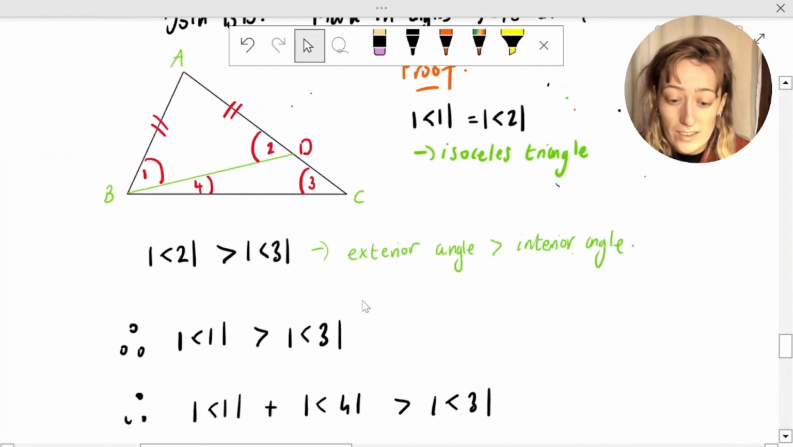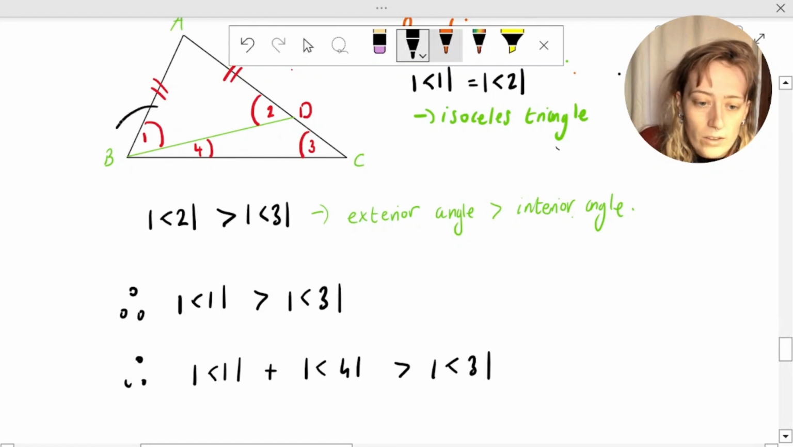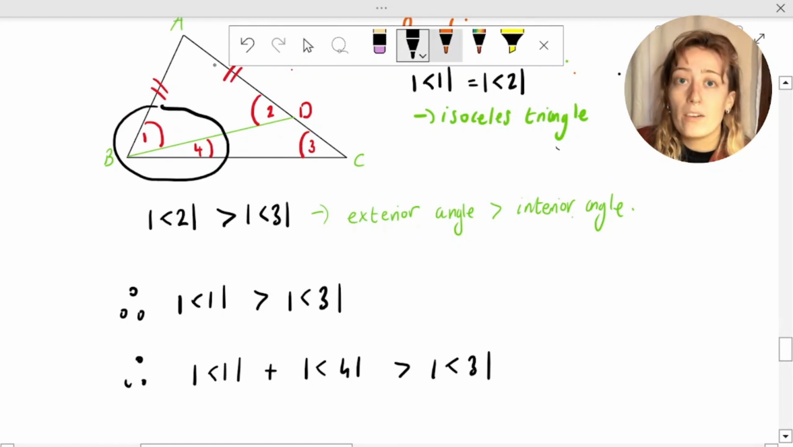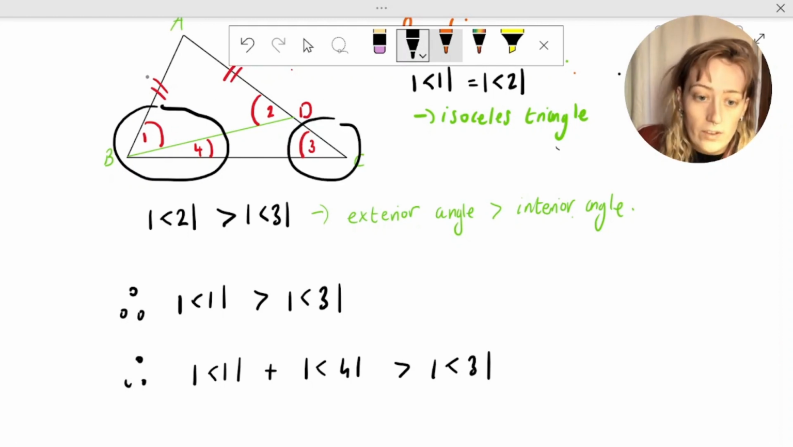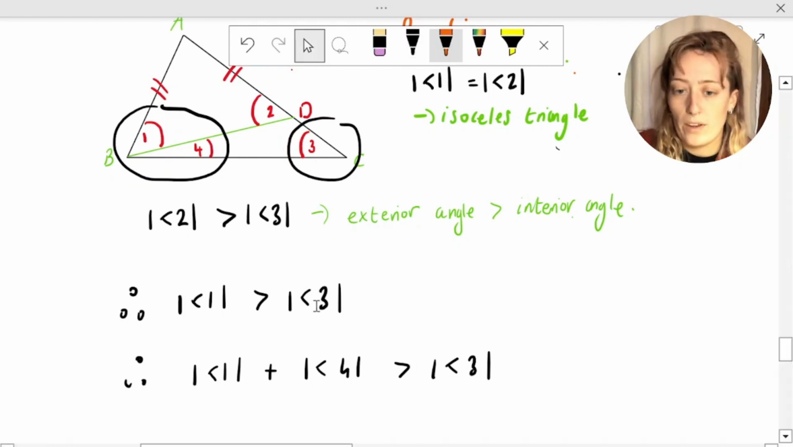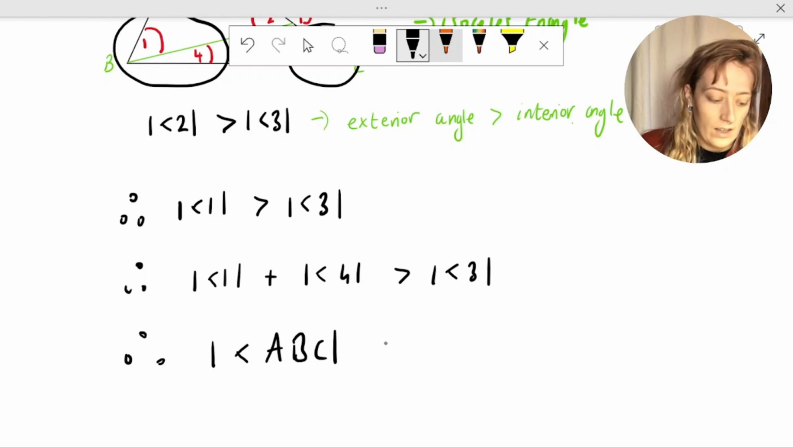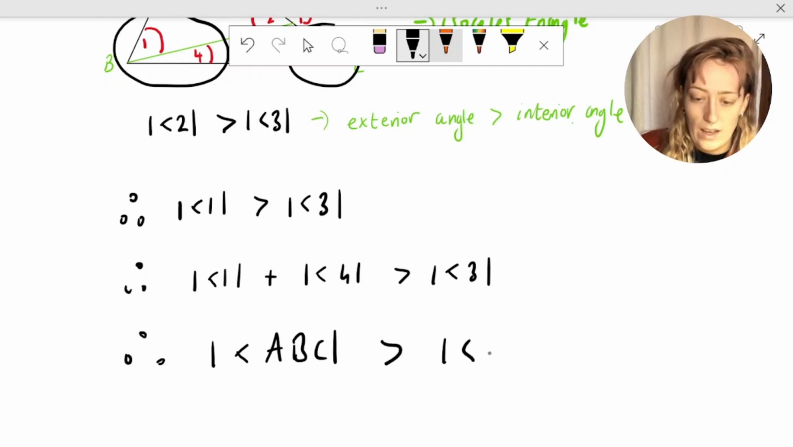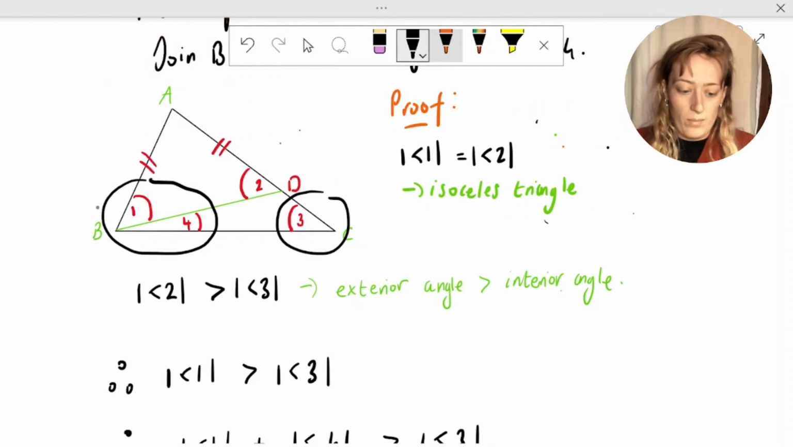And believe it or not, that's actually proved. What were you trying to prove? That this whole angle here, which was opposite the longer side of the triangle, was bigger than this angle here, opposite the smaller side. And we've just said that 1 plus 4 is greater than 3. So we've finished the proof. One more line: therefore angle ABC is greater than angle ACB. Angle ABC is greater than ACB, and you are done.